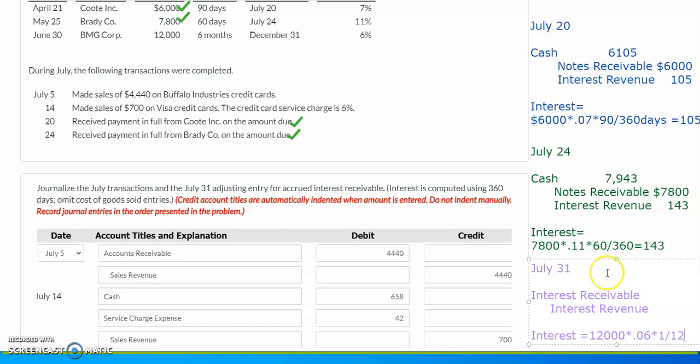The reason why we're including 1 month out of 12 months is that the date of this note is June 30th, and we're recording our journal entry as of July 31st. So only 1 month has passed out of the 6 months. So you always want to look at the time period of the note. So you're going to include $60 in your interest revenue and your interest receivable in your journal entry.